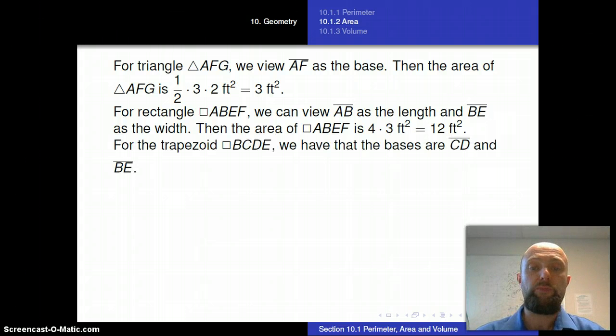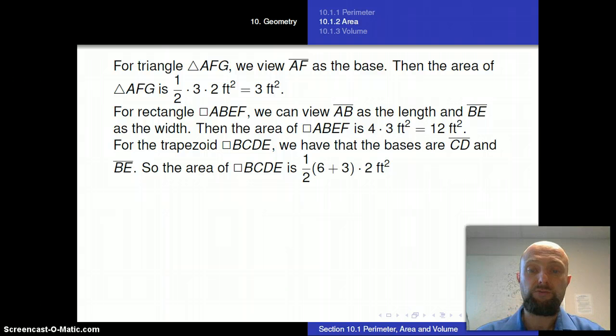For the trapezoid BCDE, we have that the bases are CD and BE. So the area of trapezoid BCDE is 1/2 times (base 1 plus base 2) times the height, which is 1/2 times (6 plus 3) times 2 square feet, which simplifies to 9 square feet.